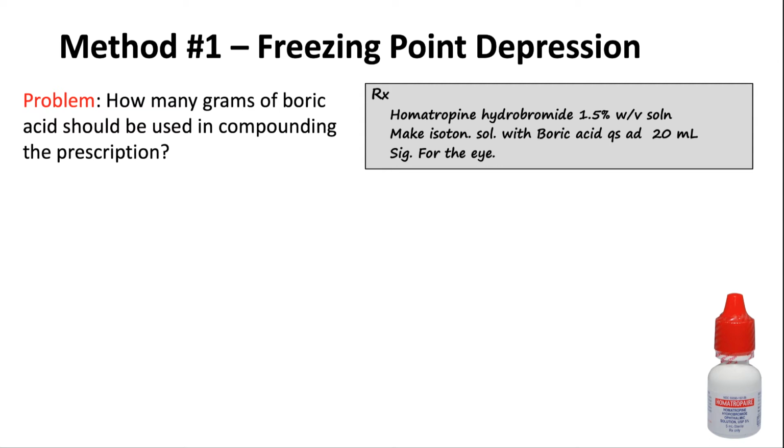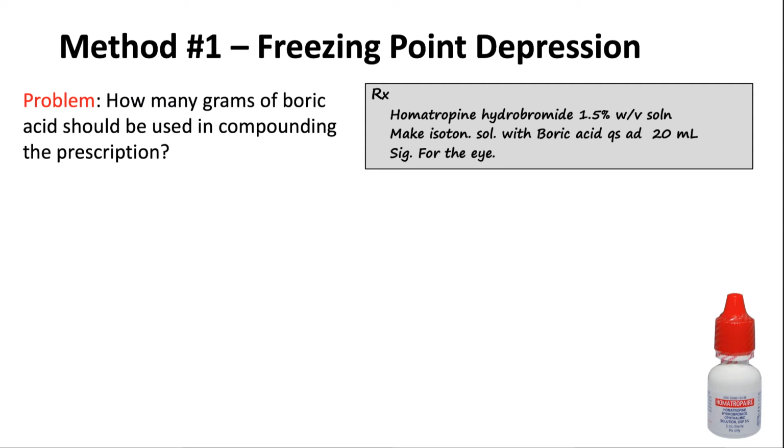It says, how many grams of boric acid should be used in compounding the prescription? And so the prescription is for homatropine hydrobromide, 1.5% weight per volume solution, and to make it isotonic with boric acid, such that we have a final volume of 20 milliliters.